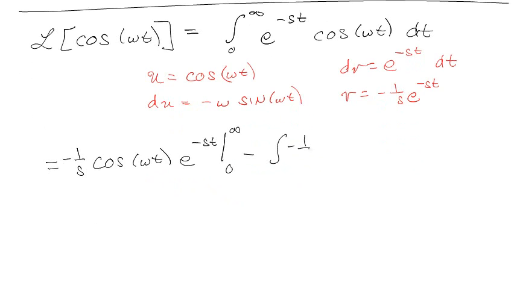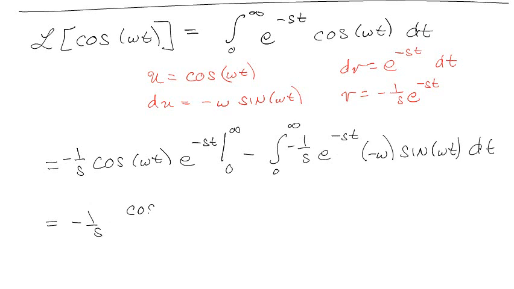Minus integral. I don't know why I've chosen to make you watch all this. Ooh, we have another negative sign. That's crazy. Look at the action. Okay, now things are getting good. Okay, so minus 1 over s cosine omega t e to the st evaluated as t goes to infinity, minus omega t cosine omega t over e to the st as t goes to 0.